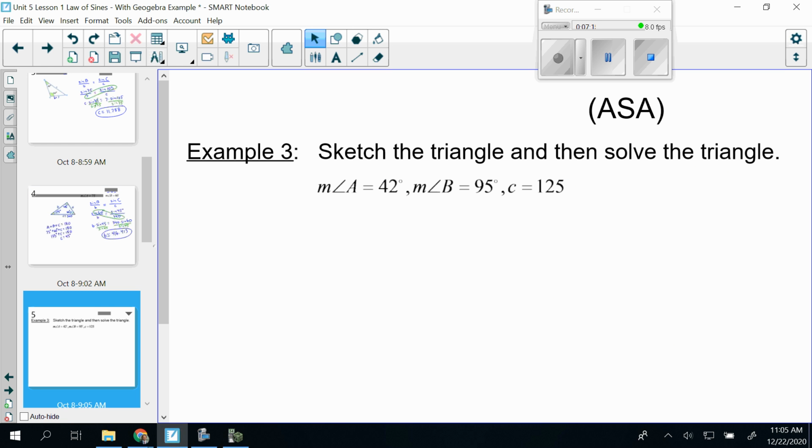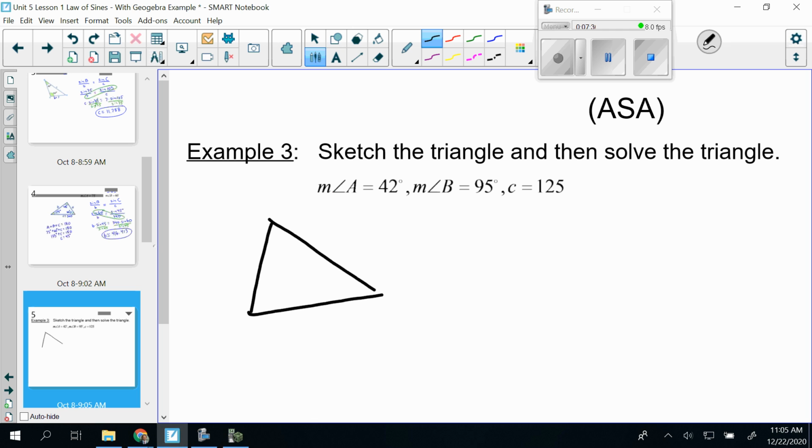All right, next example, sketch the triangle and solve. So here they don't give us a picture. If you get one of these without the picture, do one yourself. It doesn't have to be super intense. Just make sure you get all the information on there. So I'm just going to draw a regular triangle out here.